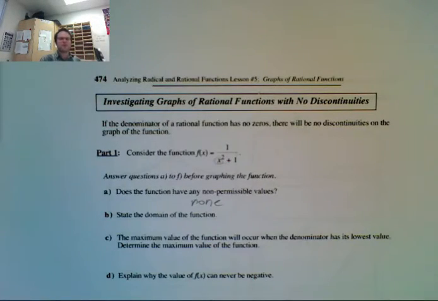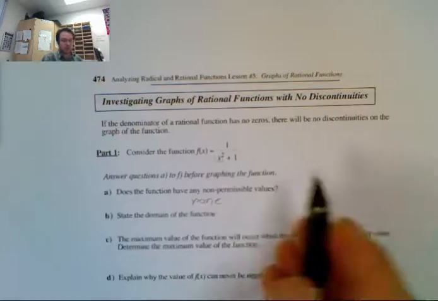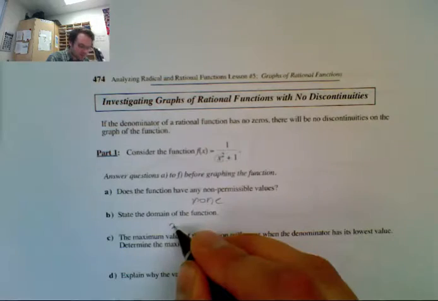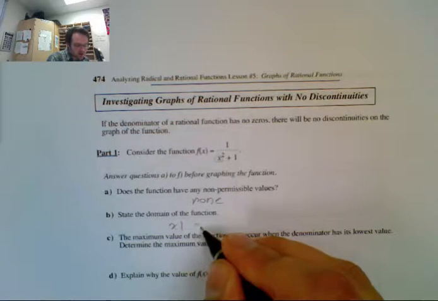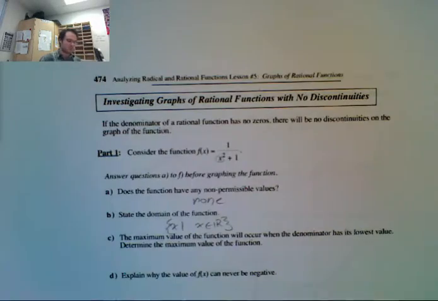Now state the domain of the function. Well, x could be anything. It could be positive, negative, and 0, because 0 plus 1 is 1. So x is an element of all real numbers. We have x such that x is an element of all real numbers as my domain.